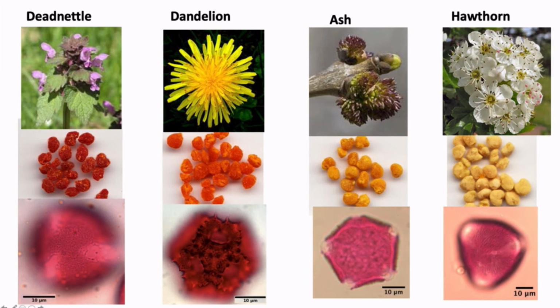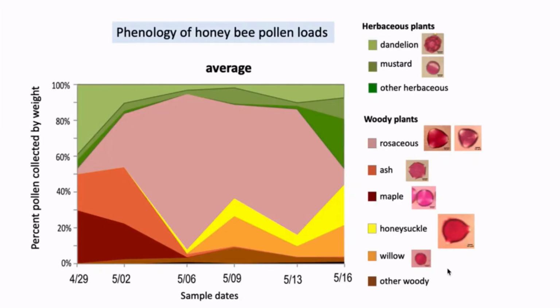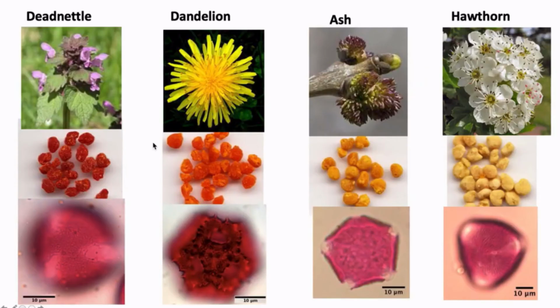And so he sampled over several weeks in late April and May of this particular year at the same time that corn was being planted, and found that many of those plants were the dead nettle that I just mentioned, the dandelion, ash. So interestingly, that wind-borne pollen, but still an important food source. And hawthorns, which are in the apple family, really great resource for honeybees.